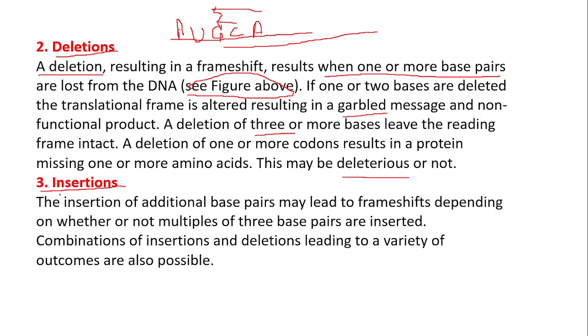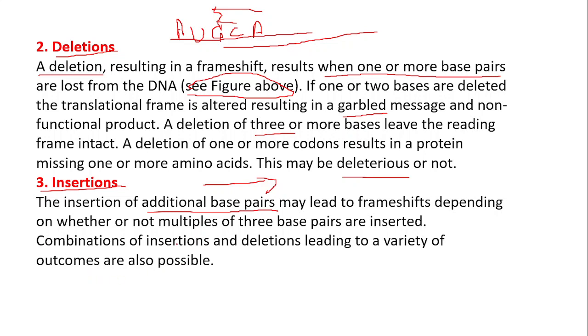Next, coming to the next one, that is insertion mutation. Here, what will happen? In this type of mutation, the mutation occurs due to the addition of base pairs. By means of addition, the frame will be shifted to the right side. Is that clear?